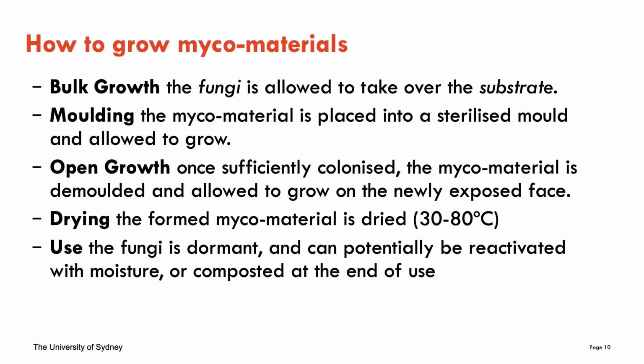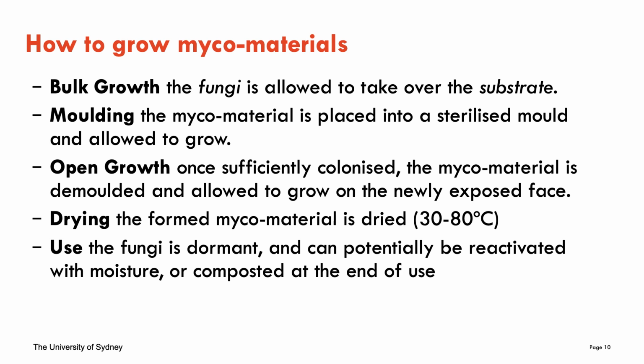The process to make your own myco-materials, generally the first step is bulk growth, allowing the fungi to take over the substrate. After this stage, the fungus has taken over its little ecosystem and the myco-material can be broken down and placed into a sterilised mould and allowed to grow for a few days. Once sufficiently colonised, the myco-material can be demoulded and allowed to grow on the newly exposed face. That way you have more complete growth over the entire body of your design.